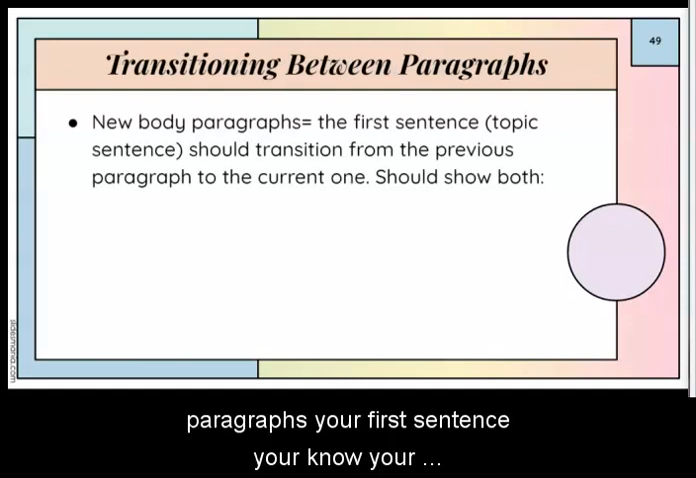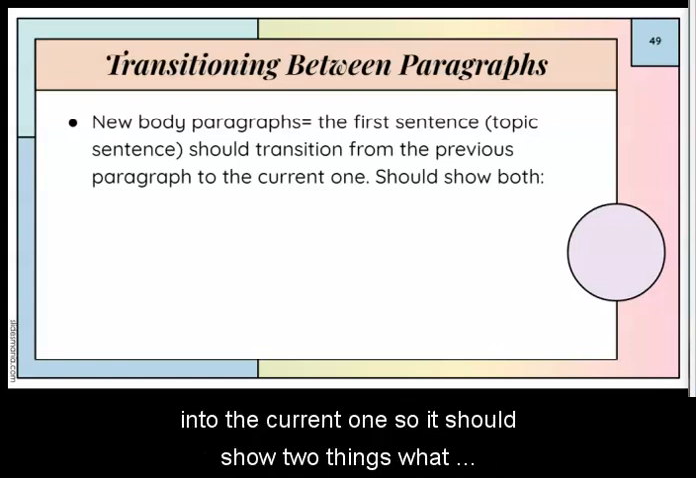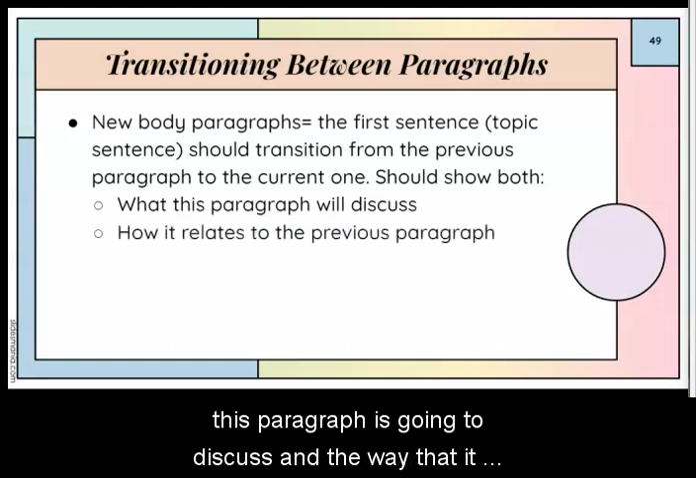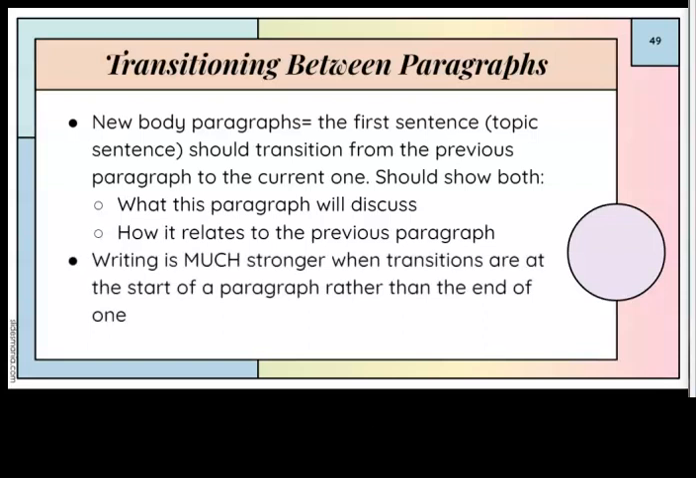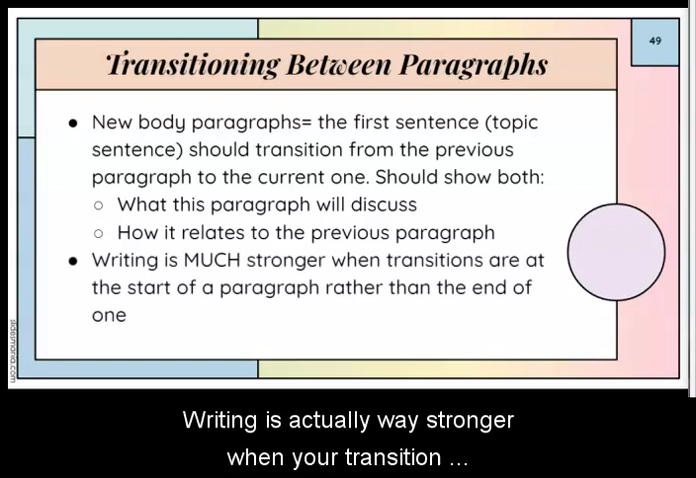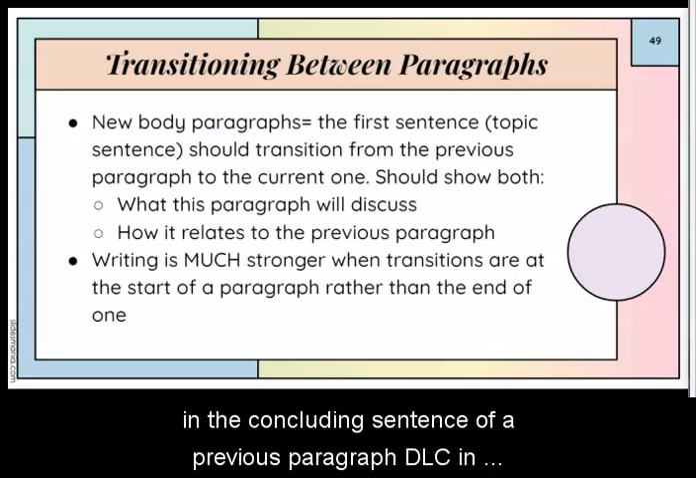In new body paragraphs, your first sentence, your topic sentence, should actually transition from your previous paragraph into the current one. So it should show two things: what this paragraph is going to discuss and the way that it relates to the previous paragraph, okay? Writing is actually way stronger when your transitions are at the start of a paragraph rather than in the concluding sentence of a previous paragraph.